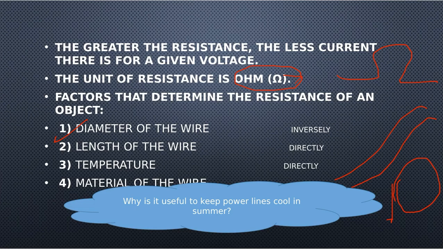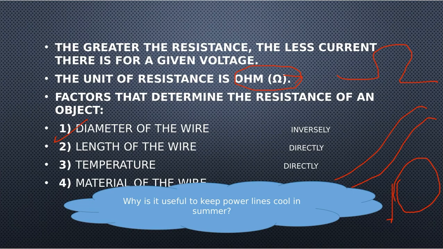What about the length? Is it easier for you to use a very long straw or a short straw? Which one would be easier for you to drink the juice? For sure the one which is shorter. So it means that the length of the wire is directly proportional to the resistance. The higher the length, the more resistant the wire. And the less the length or the shorter the wire, the less resistant the wire.